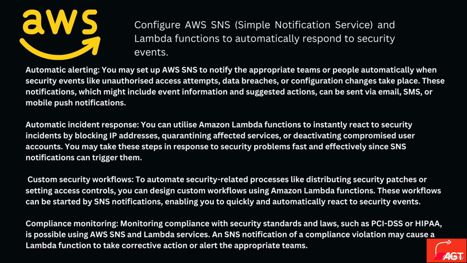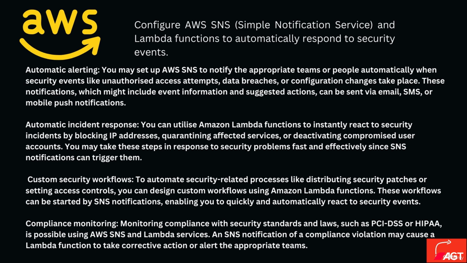Configure AWS SNS, Simple Notification Service, and Lambda functions to automatically respond to security events. The messaging service Amazon SNS enables you to send alerts from the cloud to a variety of endpoints, including email, SMS, and mobile push notifications. The serverless computing solution, AWS Lambda, enables you to execute code in response to events.